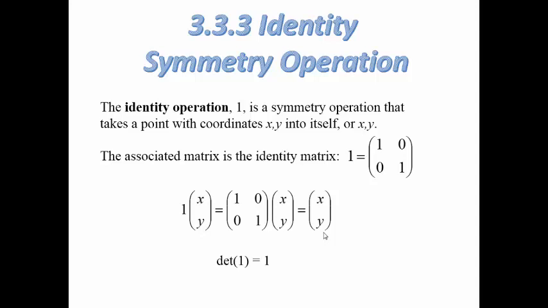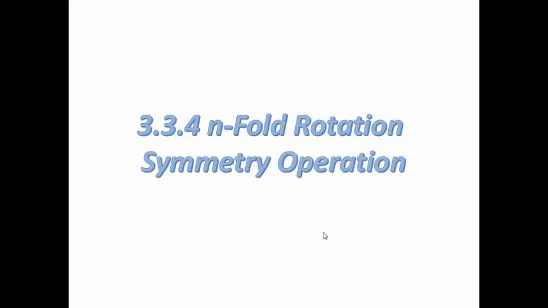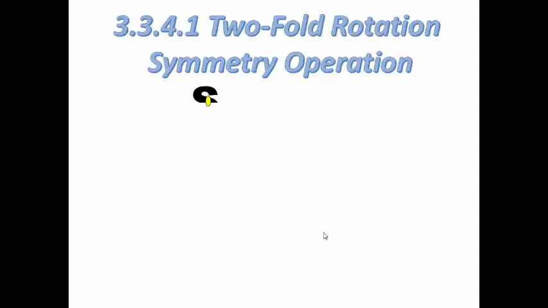You're right, it's 1 times 1 is 1, and then the zeros cancel. Okay, now we can have any number of rotation symmetry operations. So let's look at a twofold. We're going to do 2 examples, the twofold and the threefold.